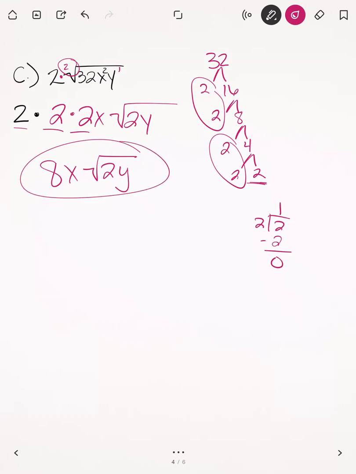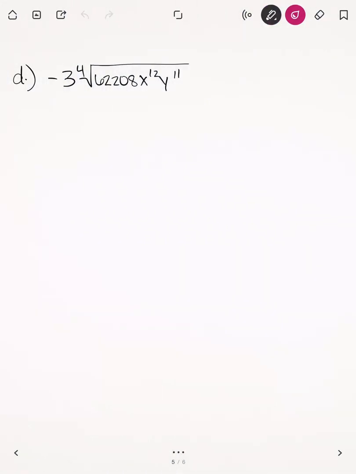And that would be it. Moving on to our next example. We have -3 times the 4th root of 62,208 x to the 12th, y to the 11th. So this is going to be a fun one to break down.